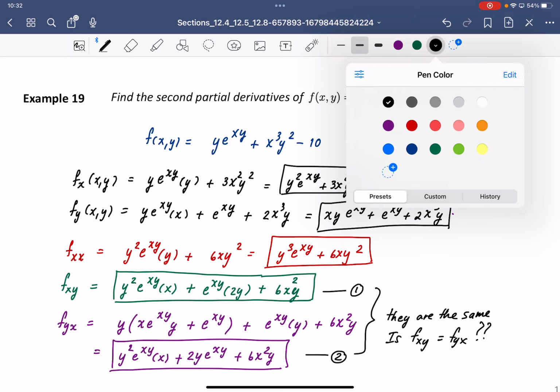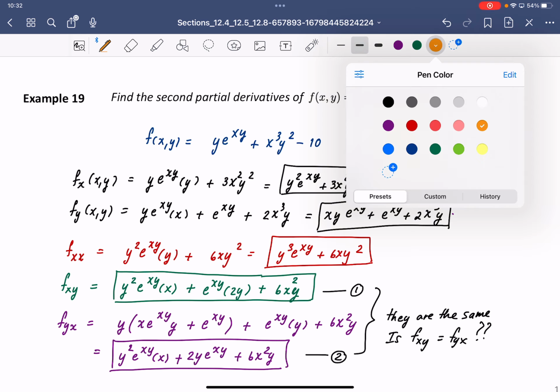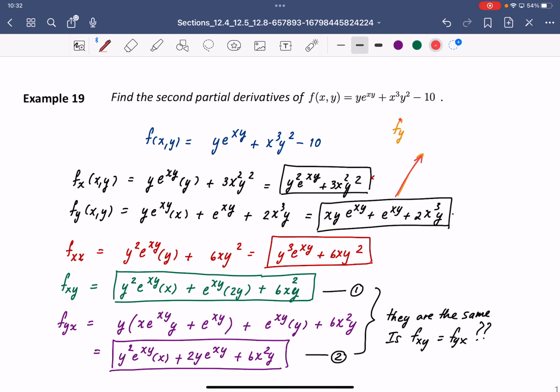Let's do the last one very quick. We need fyy. So from here, the last one is fyy. We need the darker color here. So fyy means you take that one in the box and then you do the derivative one more time with respect to y. It's going to be the tedious one: x times y e to the xy times x, right? And then plus e to the xy. That is the first term here.